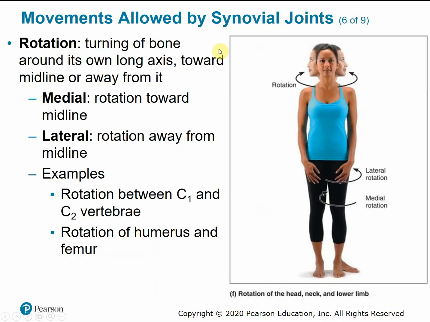Rotation involves the turning of the bone on its long axis, either toward the midline or away from it. So a medial rotation, we're going toward the midline, right? Lateral rotation would be going away from the midline. The humerus and the femur also have slight degrees of rotation, but the best example would be the vertebrae, so when you rotate your head on your neck.